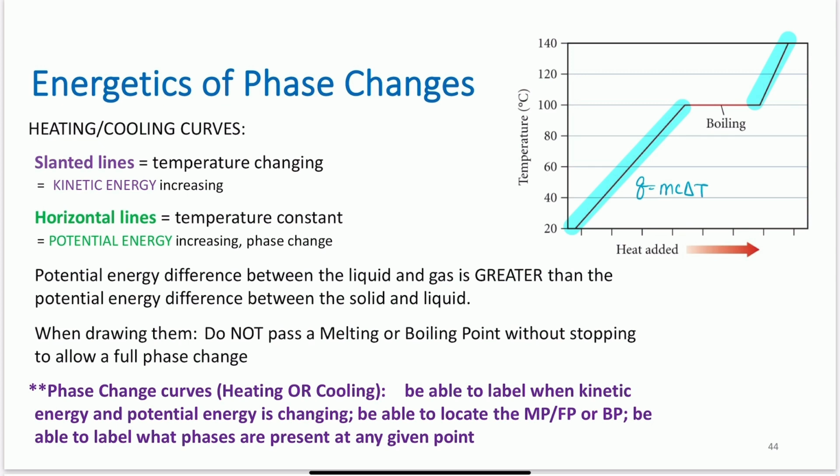That is your kinetic energy increasing. Horizontal lines, like this, are where your temperature is constant. You're undergoing a phase change. That's your potential energy increasing. So that's an actual phase change. The potential energy difference between the liquid and gas is greater than the potential energy difference between the solid and liquid. When drawing them, do not pass the melting point or boiling point without stopping to allow a full phase change.